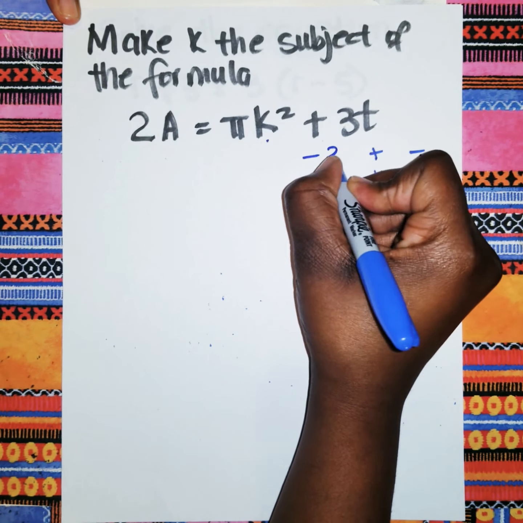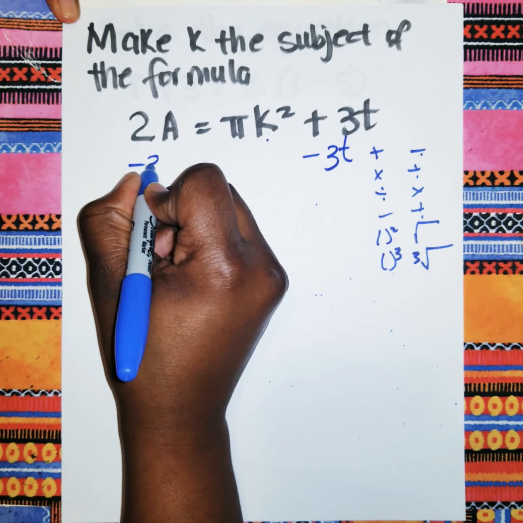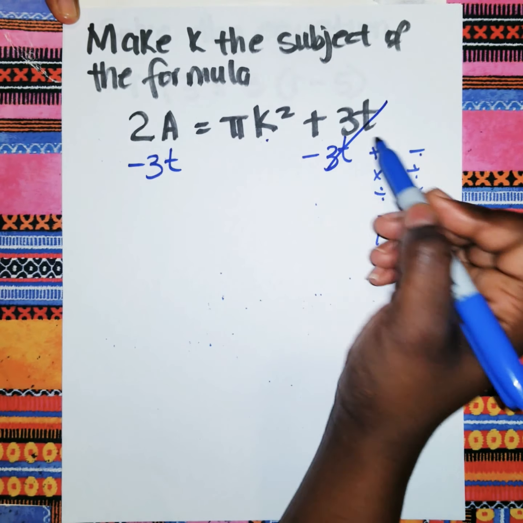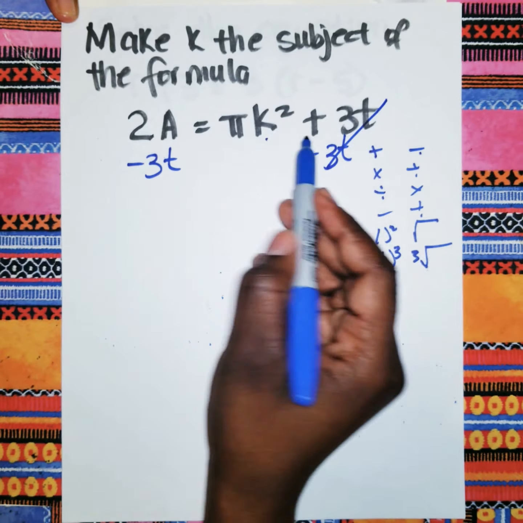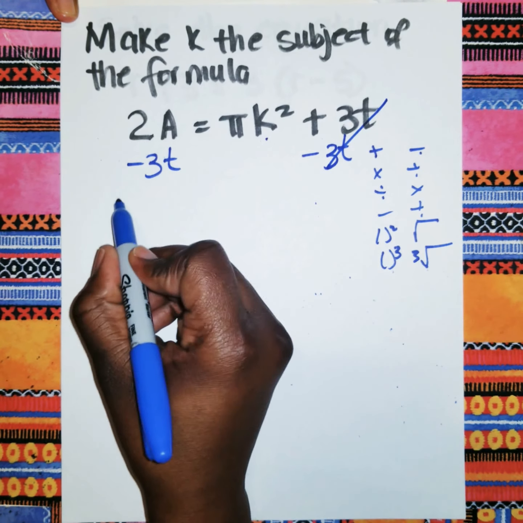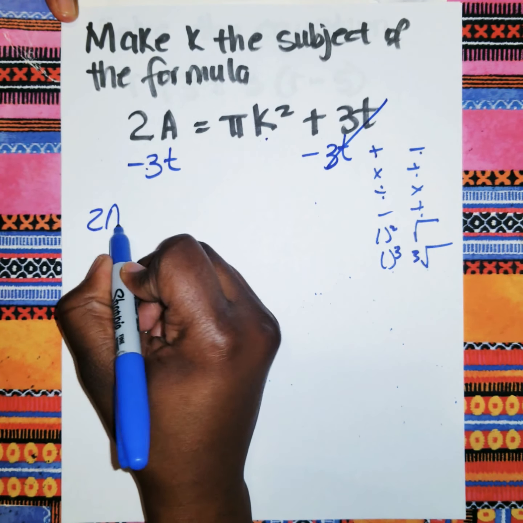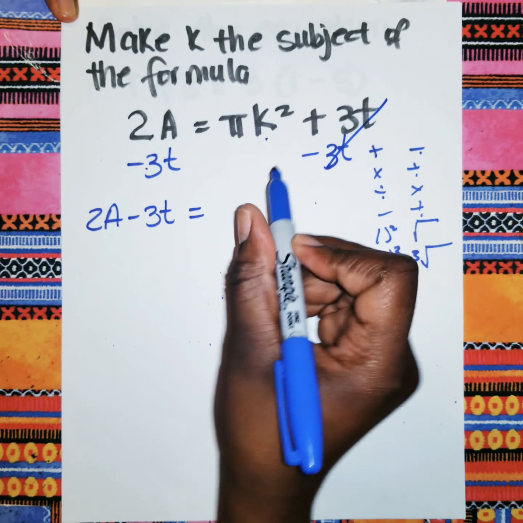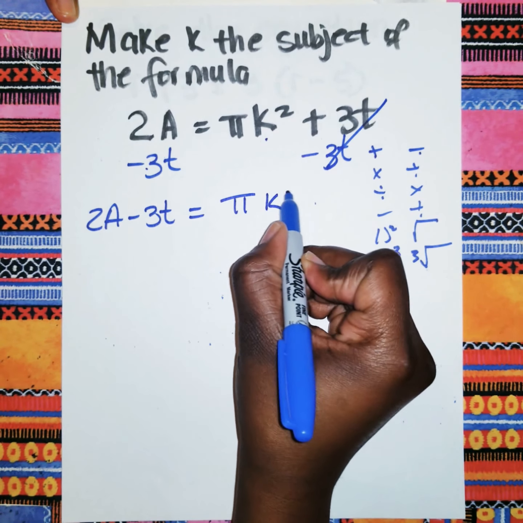Again guys, I have some videos on my channel relating to transposition. You can go ahead and check it out, and it's super easy. So from here the 3t's will cancel. So on this side we have 2a minus 3t is equal to pi k square.